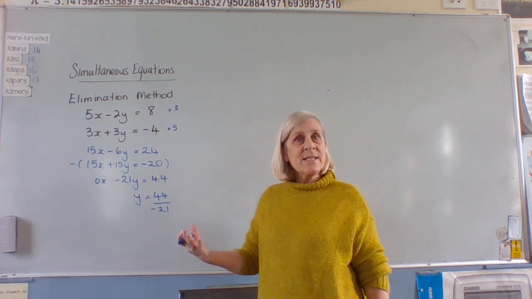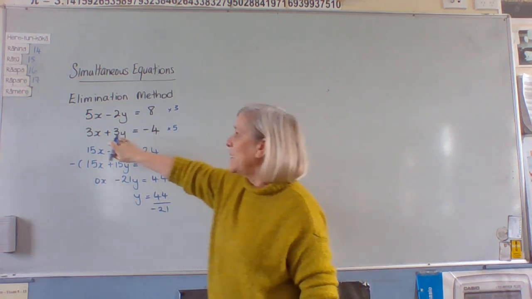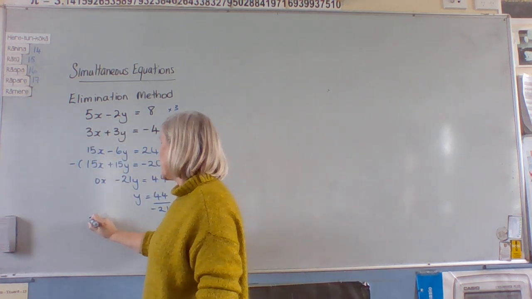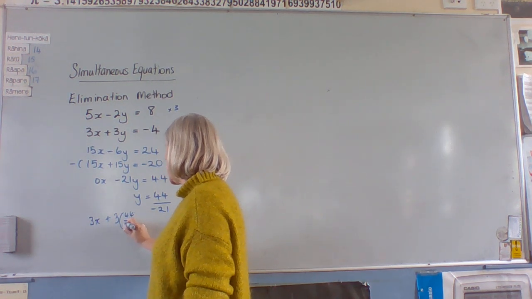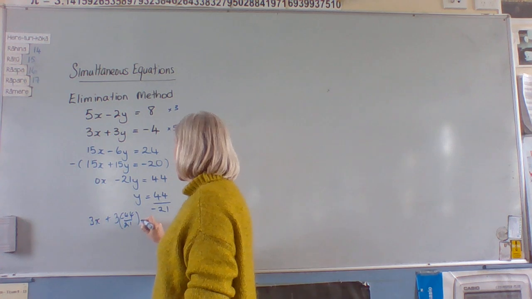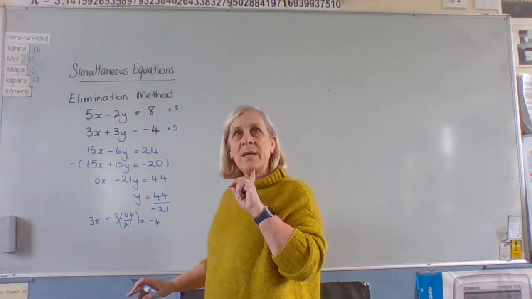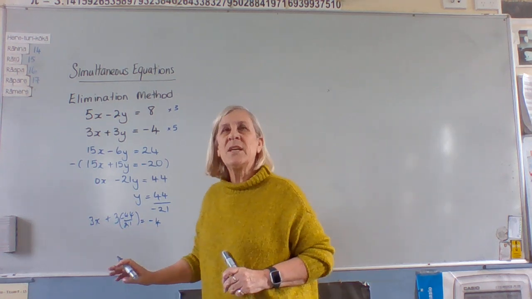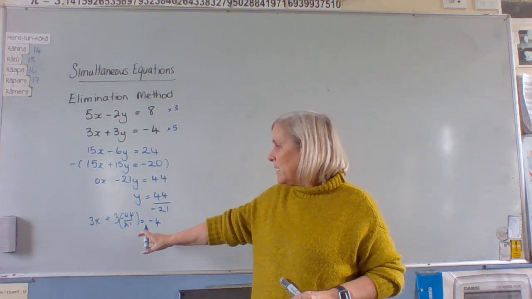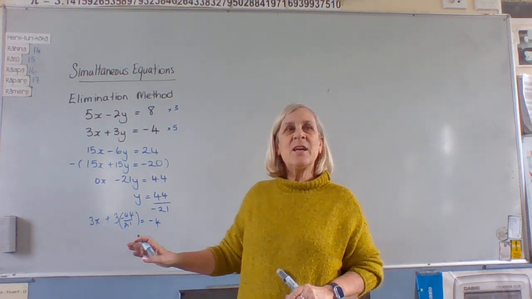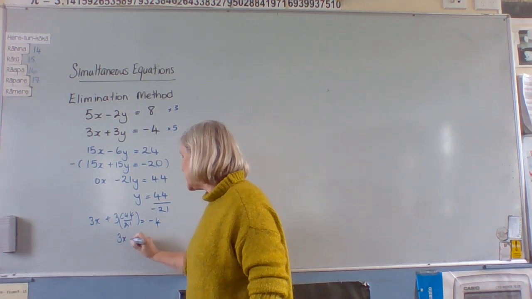In order to find x, I need to go back and put it into either one of my first equations. So I pick the one with the nicest numbers, which is this one. So I've got 3x plus 3 lots of negative 44 over 21 equals negative 4. All right, so somebody's going to work out for me what 3 times negative 44 over 21 is on their calculator promptly and tell me what it is.